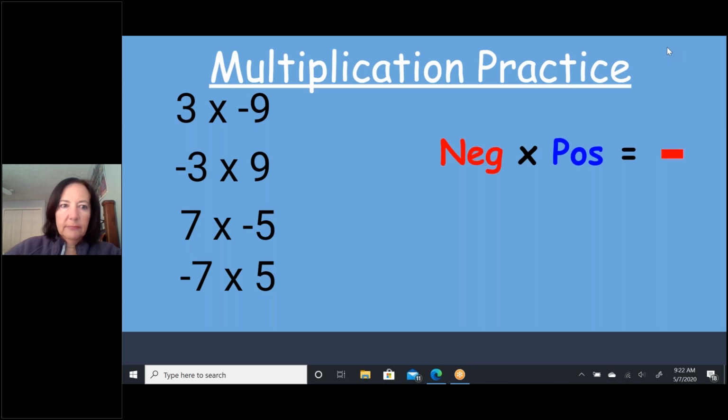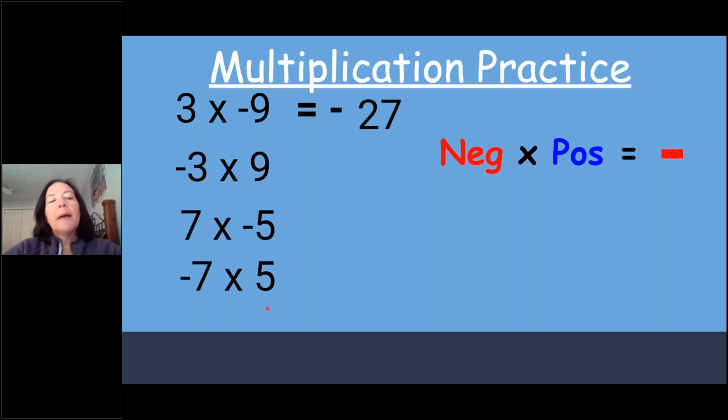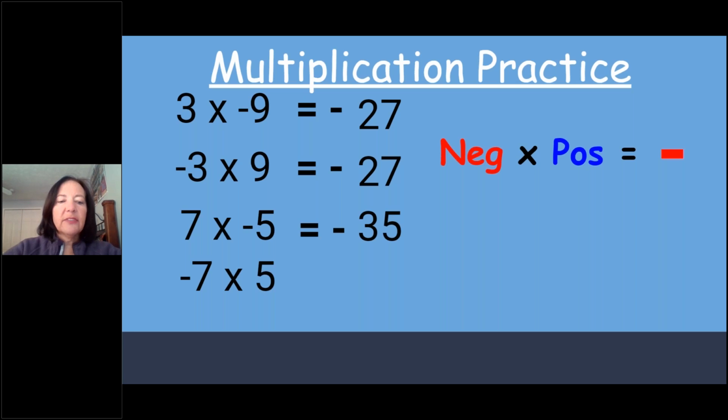Negative 27. Negative 27 is correct. There we go. How about negative 3 times positive 9? What's that going to be? Negative 27. Perfect. How about positive 7 times negative 5? Negative 35 is correct. How about negative 7 times positive 5? Negative 35. And that's it.